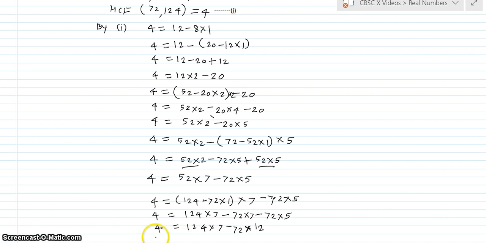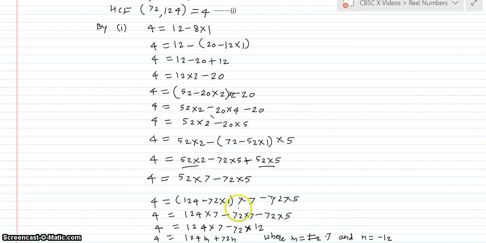Okay, so we can write like this, 4 is equal to 124 m plus 72 n, where m and n are integers. Okay, where m is equal to what, 7, and n is equal to what, that is minus 12.